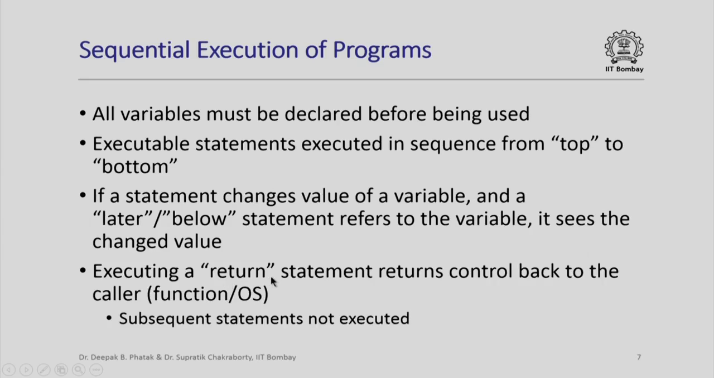And whenever you execute a return statement, control passes back to whoever called the function. We will see later that one function can call another function. In our case it was the operating system that called the main function. So whenever we execute a return statement in our main function, control returns back to the operating system, and whatever statements you might have after the return statement are not going to be executed. So this is important to remember, that we are going to sequentially execute instructions until we encounter return. On executing return, control passes back to the caller and the subsequent statements are not going to be executed.